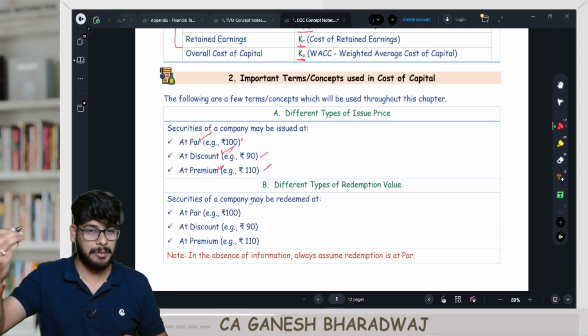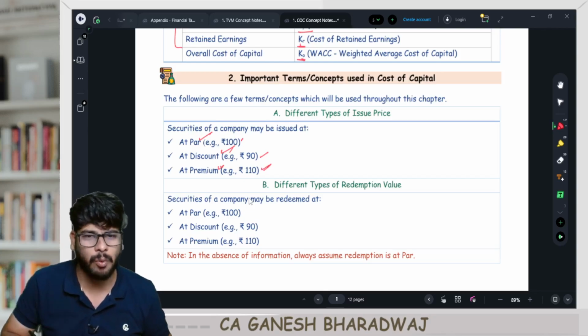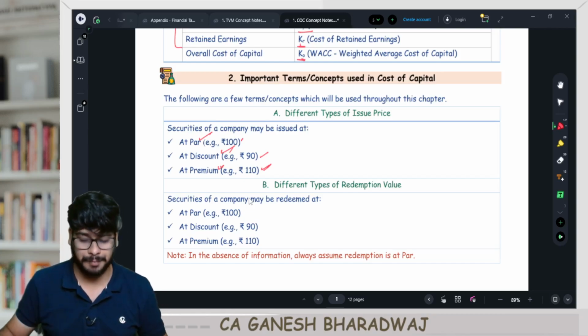Suppose they are charging a premium, that is, the issue price is more than the face value. In that case, you call it a premium. You guys know this, no? Yes? Fine. Then next one.